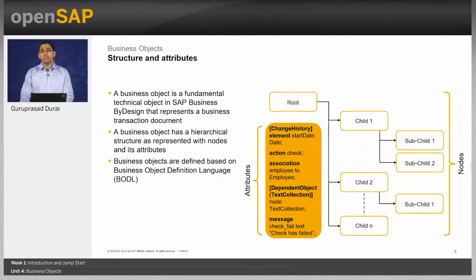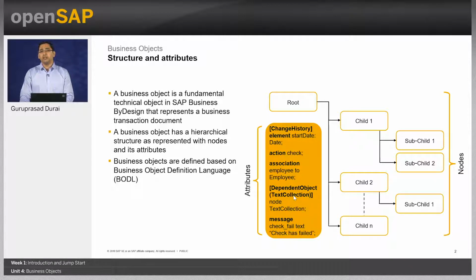The structure of the business object is depicted here on the right side, which contains nodes that form a hierarchical or tree-like structure. Every business object has a root node which represents the header of the business object. Hence, each business object has a root node by default and may or may not contain subnodes. The left hand side of the business object represents the attributes of the business object, like the elements, the actions, the associations and the dependent objects.